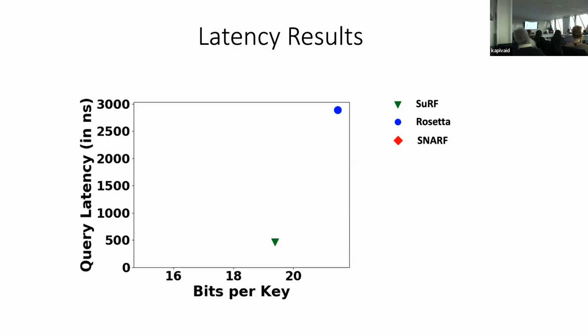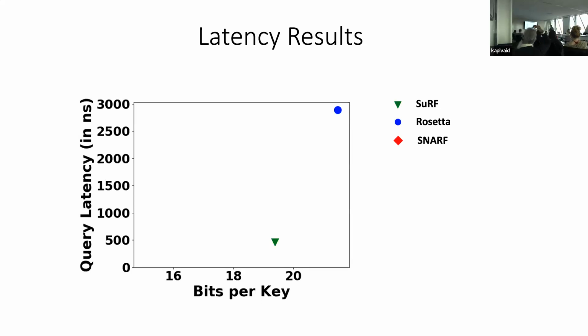If you first look at Rosetta, it has a very high query latency. The reason is that since it converts range queries to point queries, the latency just keeps on increasing with the range query size, and it performs badly for this particular workload. SURF, on the other hand, is quite fast. It just takes around 500 nanoseconds.